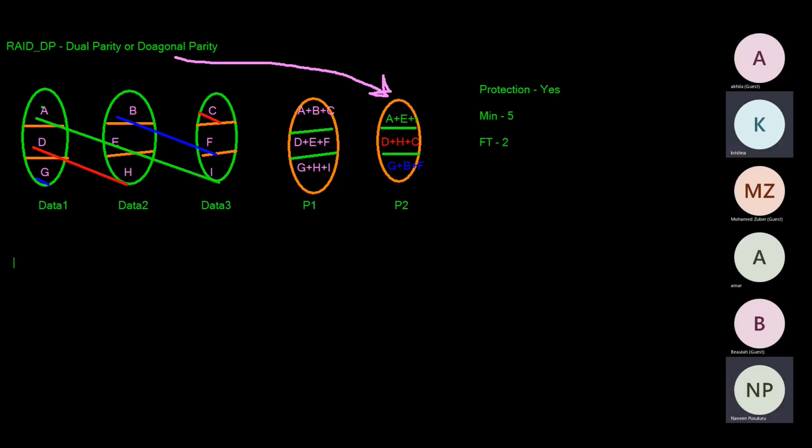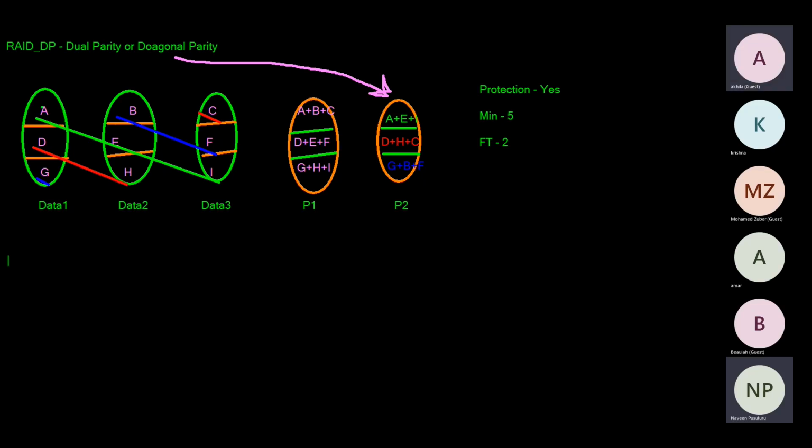Anaya, I have a small doubt. In RAID DP, minimum 5 disks means only data disks need to be 5, or including parity, the total disks need to be 5? Good question. All of them, including parity. Yeah, including parity. If you put a minimum of 5 disks, then it will automatically divide them into data and parity.